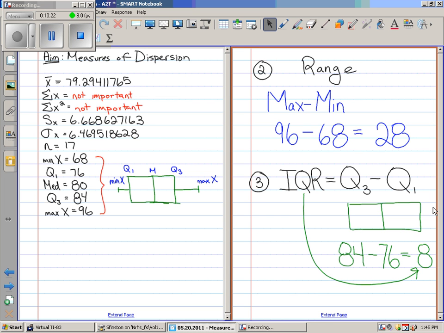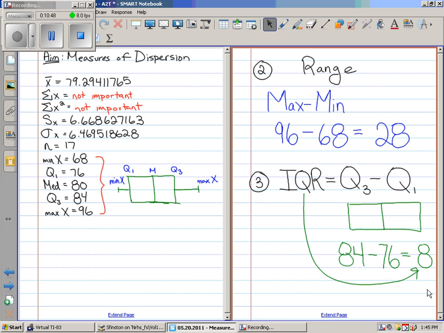The interquartile range is Q3 minus Q1. 84 minus 76. That's 8. Why is this interesting? The entire data was spread out over 28 units, but the middle 50% of everybody exists within 8 units, which means we could possibly have some people that are called outliers.